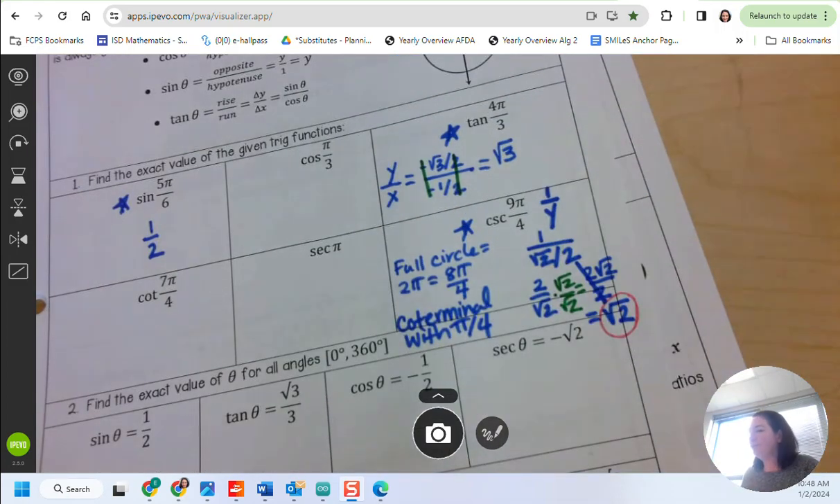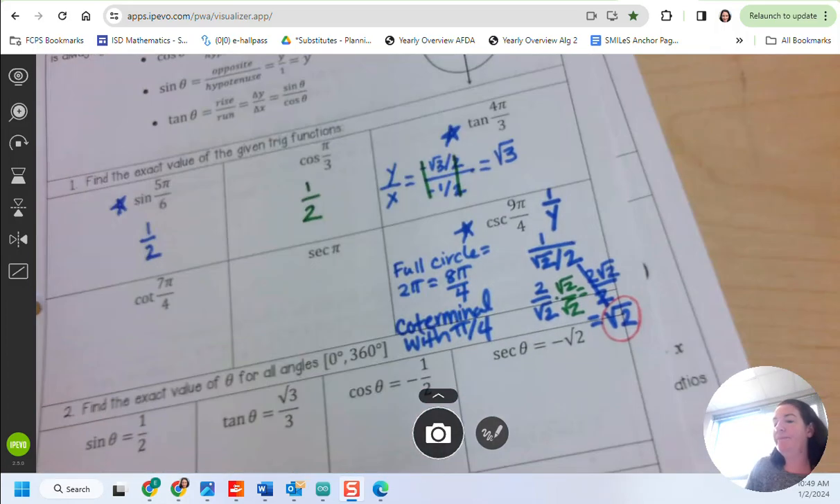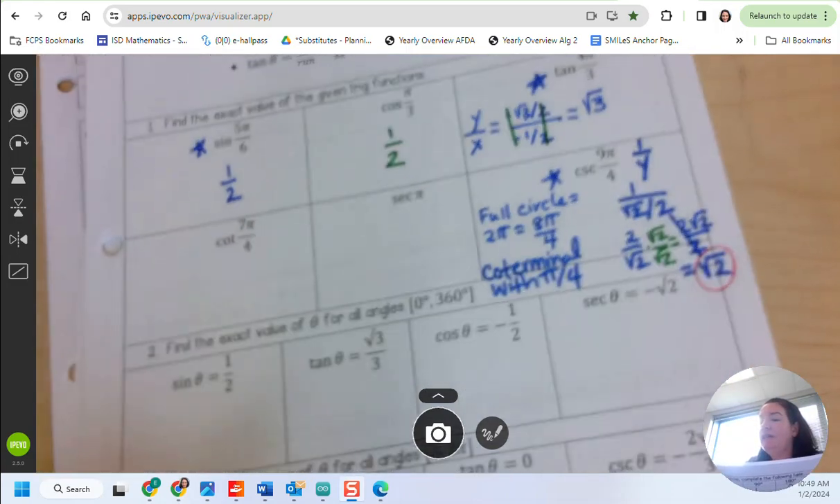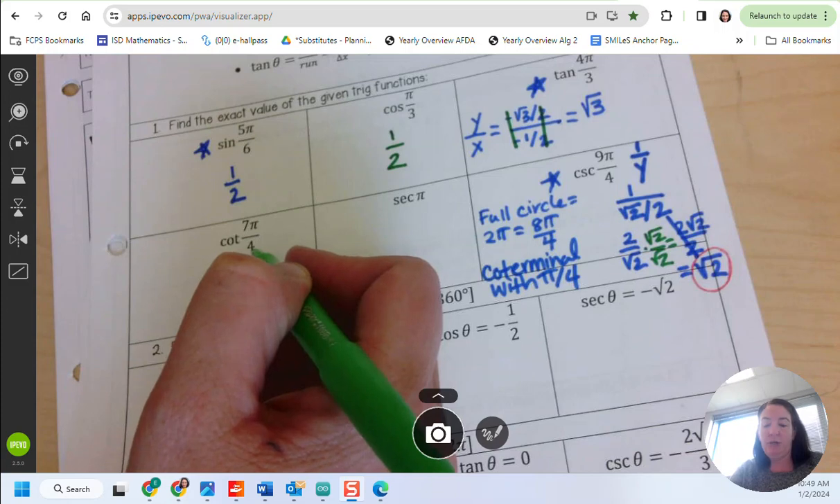All right. Cosine of pi over 3, you found pi over 3 on your circle, and then you chose the x value, which was how much? 1/2? Did you guys get that? Okay. All right, cotangent of 7 pi over 4, so I'm going to find 7 pi over 4.